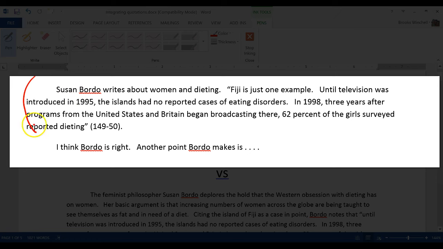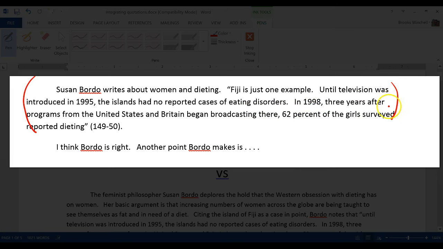Maybe if we read it again, you'd understand. Susan Bordeaux writes about women and dieting. Fiji is just one example. Until television was introduced in 1995, the islands had no reported cases of eating disorders. What do eating disorders have to do with dieting? In 1998, 3 years after programs in the United States and Britain began broadcasting there, 62% of girls reported dieting. Okay, I'm really confused by this quote.